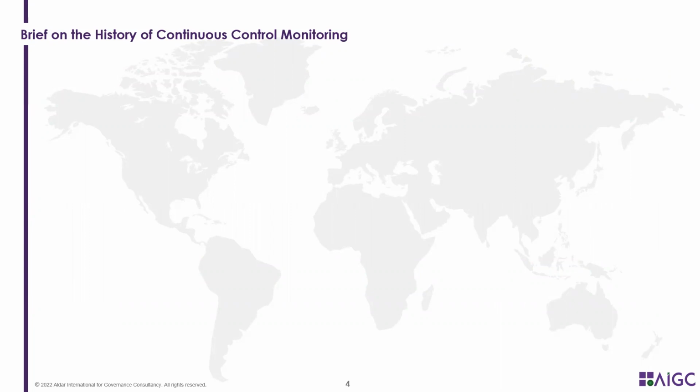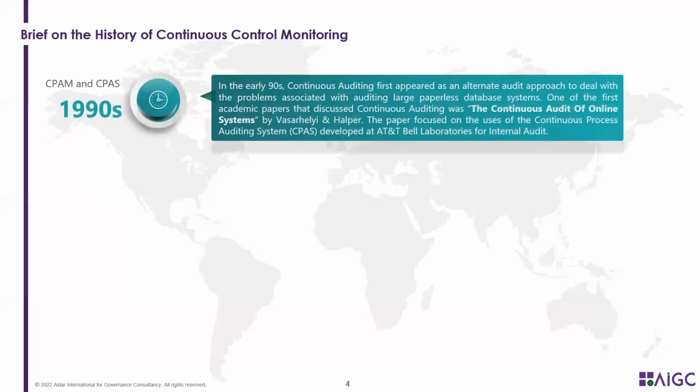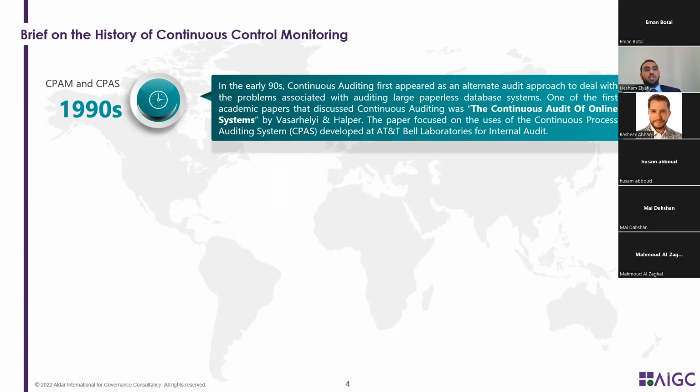The first time we started hearing about continuous auditing or continuous monitoring was actually in the late 80s or early 90s, in a research paper developed at AT&T Bell Labs. This paper discussed the use of continuous audit of online systems, and it mainly focused on how we can audit paperless databases. This was the first time continuous auditing came into the picture. It wasn't the term as we know it today; it was CPAS, continuous process auditing system, or continuous process auditing methodology.